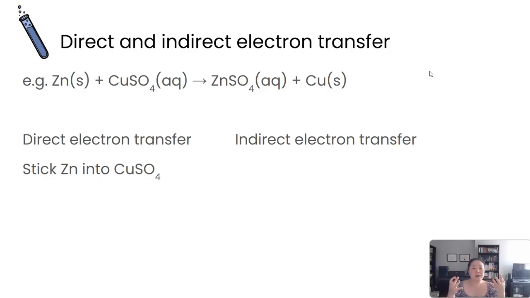When you have that happen, the copper is going to form a layer on that piece of zinc, and some of that zinc is going to go into solution until you get to a point where the reaction can't happen anymore, either because the zinc is all gone or the copper is coating every surface and the zinc isn't really accessible to the copper 2 sulfate anymore. But that is not the only way that you can actually have this reaction happen.